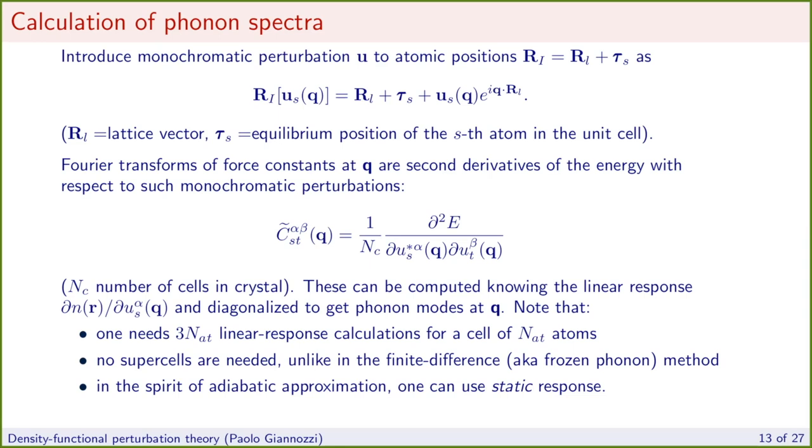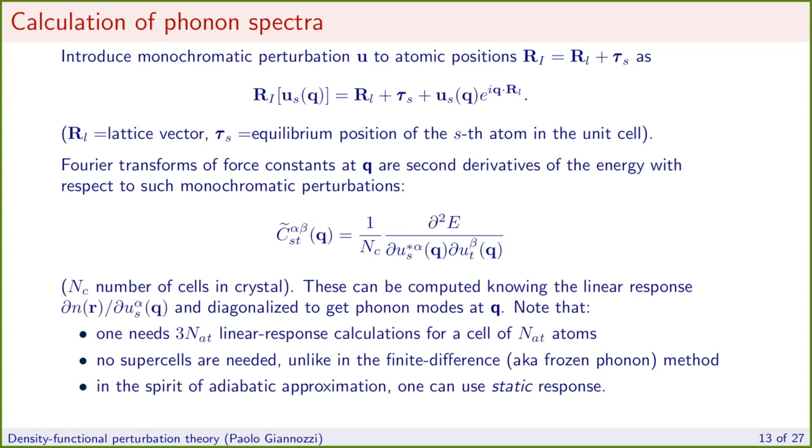Now, this is what we need: the second order derivatives of the energy with respect to monochromatic perturbations. How many of them do we need? Well, we have n atoms in a unit cell, a periodically repeated unit cell containing n atoms. Here you have the polarization, the three Cartesian indices, and an index of atoms. So in principle, you will need three times the number of atoms linear response calculations.